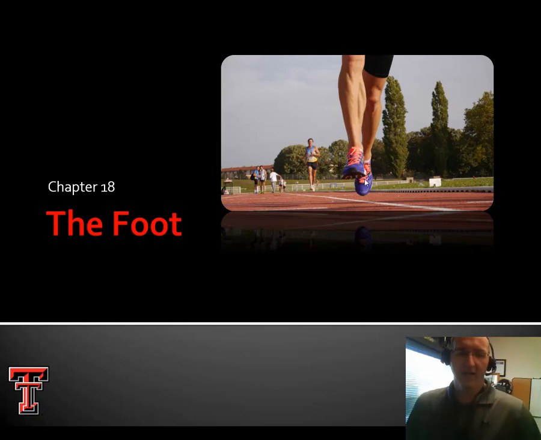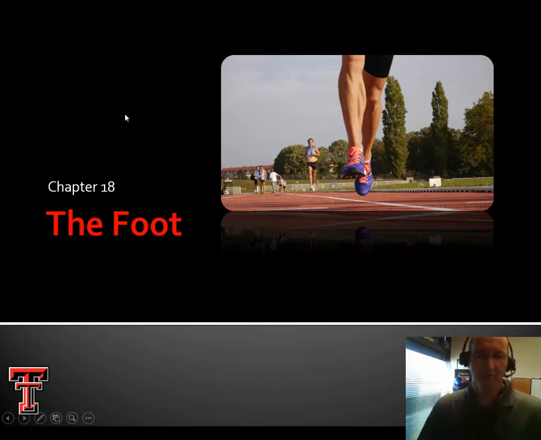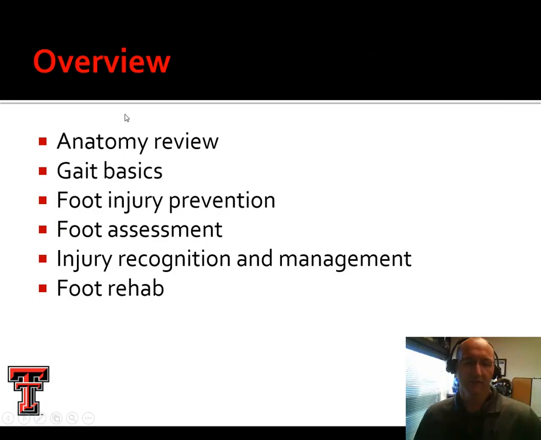So our task for this week is to look at the foot. Oftentimes I do this as foot, ankle, lower leg, but we had enough time that I could do these as separate units. So hope you enjoy this section on just the foot. We're going to look at the anatomy first. We'll take a look at some gait basics, and then, as we will do for every body part, injury prevention, injury assessment, injury recognition and management, and then rehab.